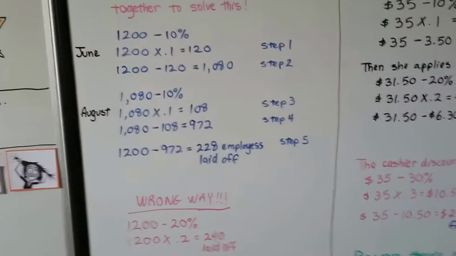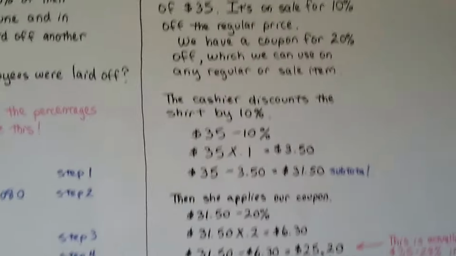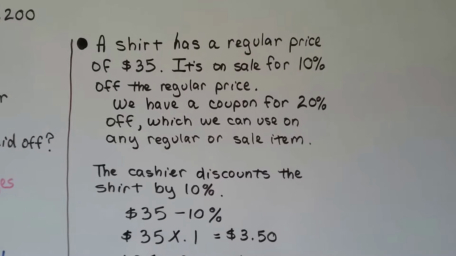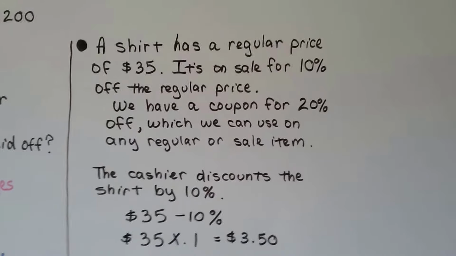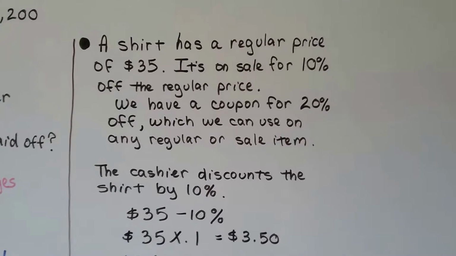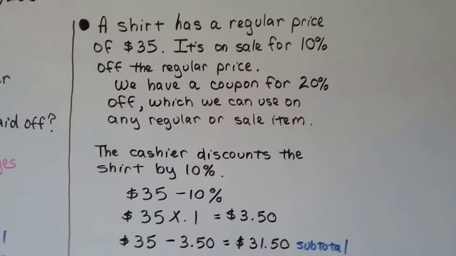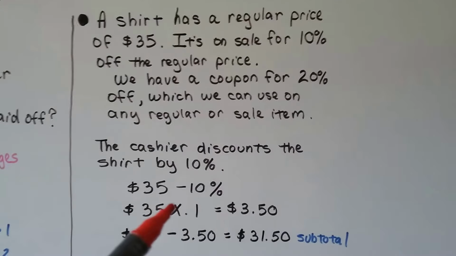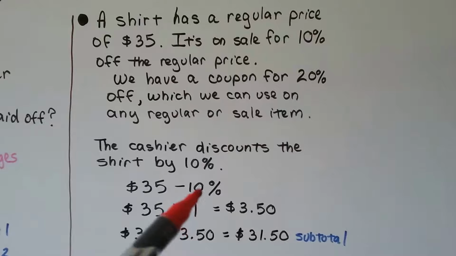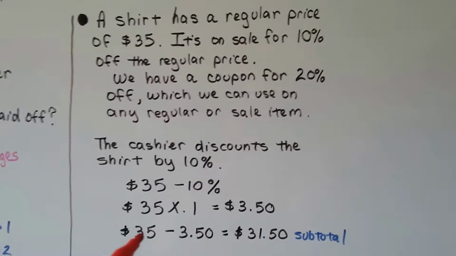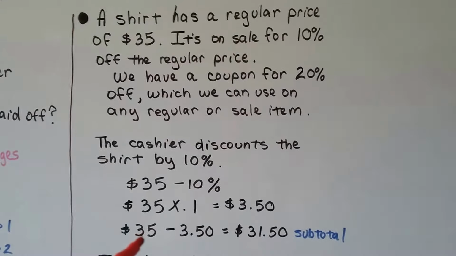So now let me show you what happens at the store with a coupon. A shirt has a regular price of $35 and it's on sale for 10% off the regular price. We have a coupon for 20% off, which we can use on any regular or sale item, okay? So the cashier discounts the shirt by 10%. So we multiply $35 times 0.1 as a decimal or 0.10, and we find out that 10% off is $3.50. We take that away from the $35, and our subtotal is $31.50.